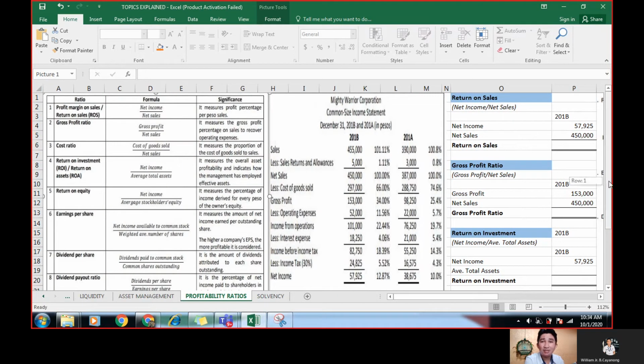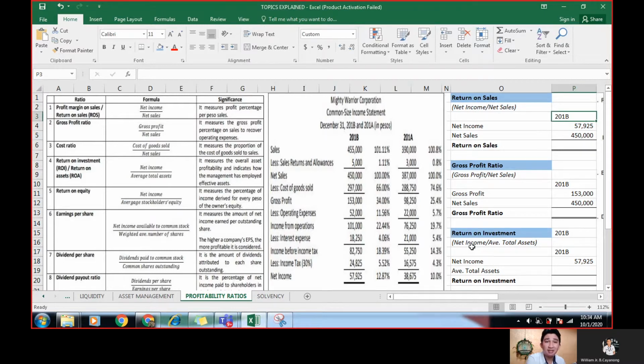Now we'll begin with the return on sales. The formula is net income over net sales. We will be using 2000V, the current year, as our base. The net income of the current year is 57,925 over the net sales. Net sales is sales minus discounts or allowances, which is 50,000. Therefore, what would be the percentage of net income over your sales?